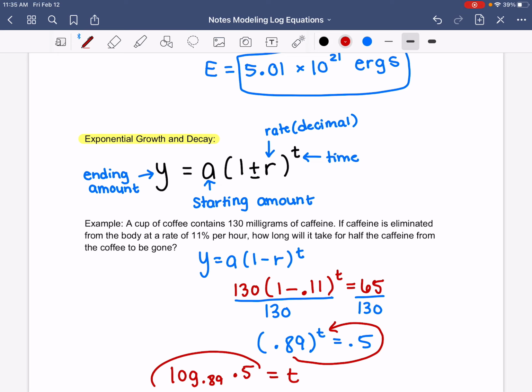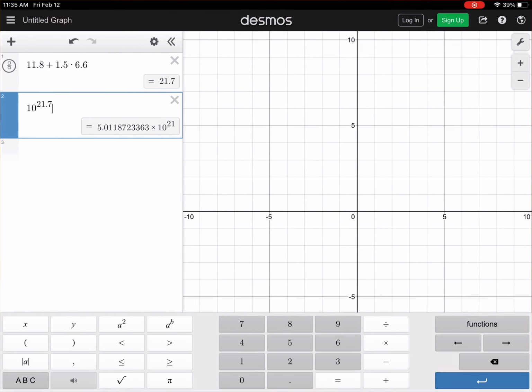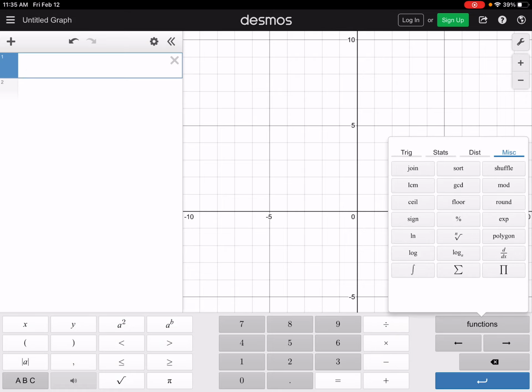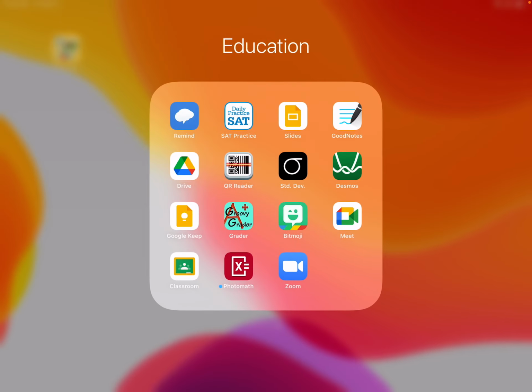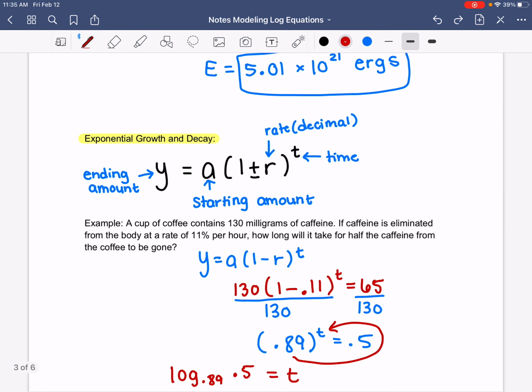So once we plug this part into our calculator, we will have our answer. So log base 0.89 of 0.5. So I'm going to use the special log one. Log of 0.89, that's my log base, of 0.5 gives me 5.948.